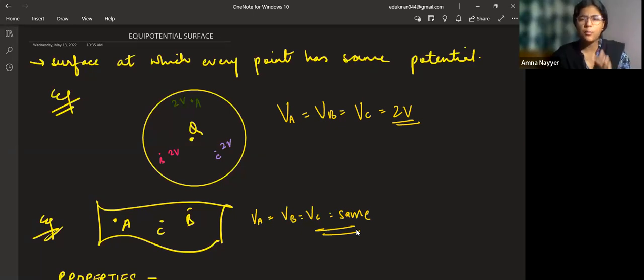So there are some properties. Note down this page, we'll see the properties of it. This is an easy topic, you will be able to manage. All right, note down.